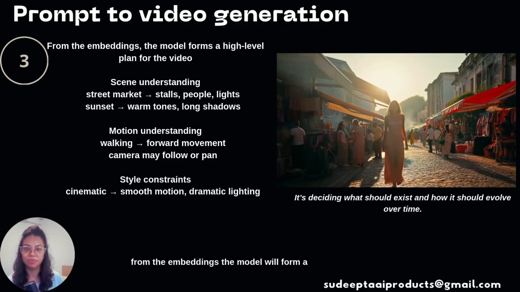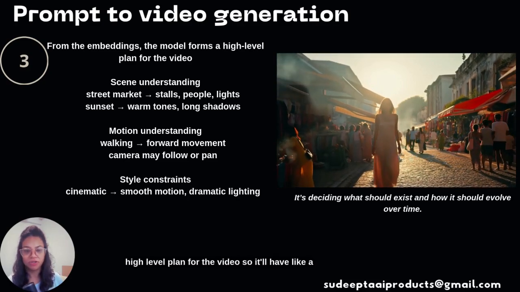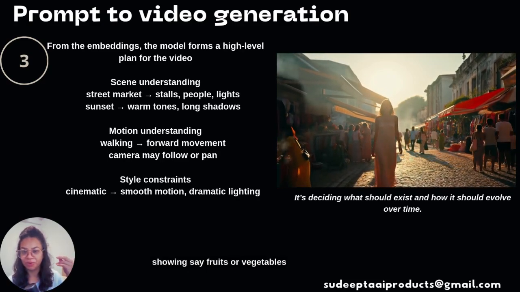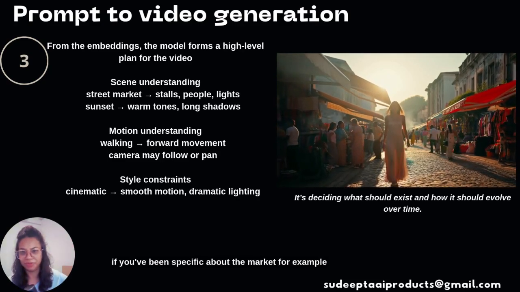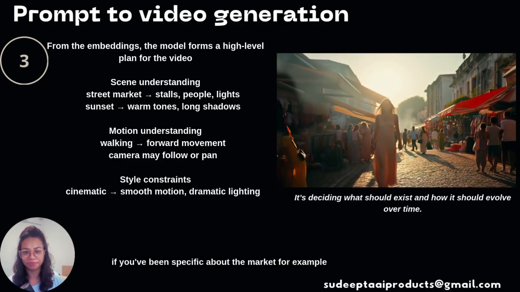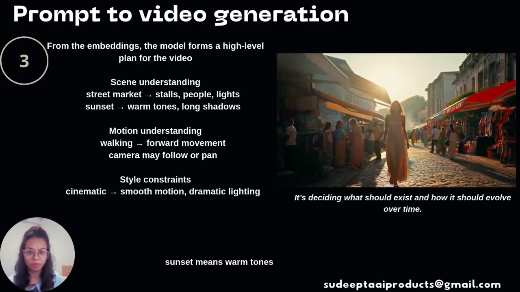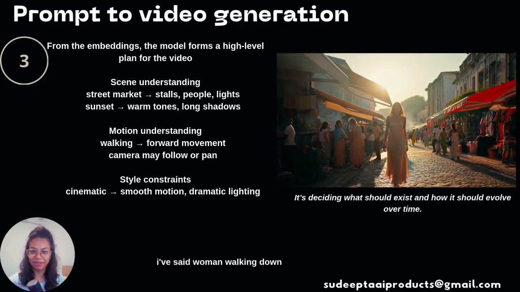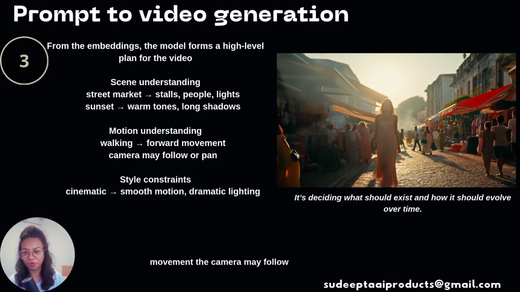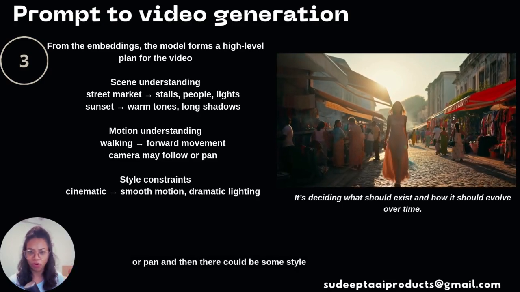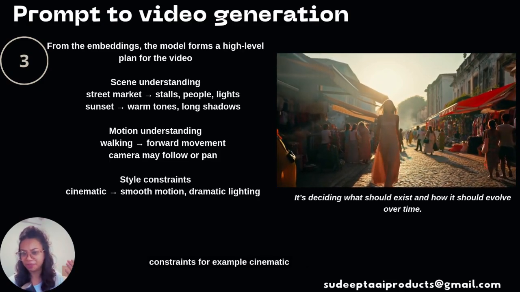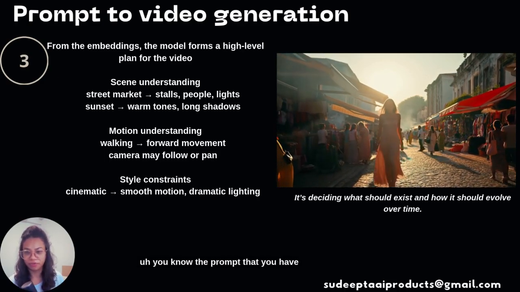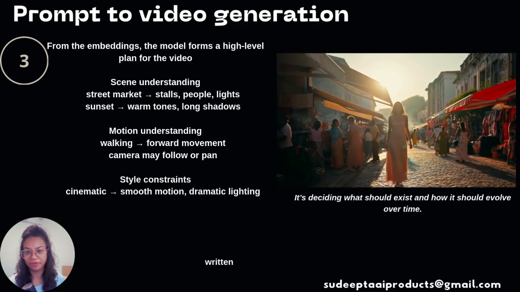From the embeddings, the model will form a high level plan for the video. So it'll have a scene understanding, say, a street market, stalls, people, showing, say, fruits or vegetables, if you've been specific about the market. Sunset means warm tones, long shadows. Then it'll have a motion understanding. So I've said woman walking down a market, right? So walking means forward movement, and the camera may follow or pan. And then there could be some style constraints, for example, cinematic, changing of the lights, or whatever kind of prompt that you have written.